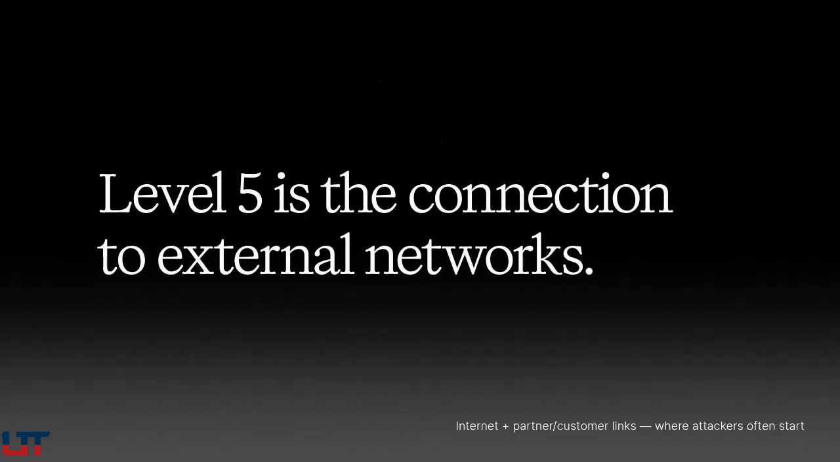In the 2015 Ukraine power grid attack, the attackers entered through spear phishing emails at level 4 and worked their way down through the enterprise network before reaching OT systems. The attack succeeded again because the path from level 4 to OT was not adequately blocked. Level 5 is the connection to external networks, the internet and any external partner or customer connections. This is where the organization interfaces with the world and where external attackers have their starting point.